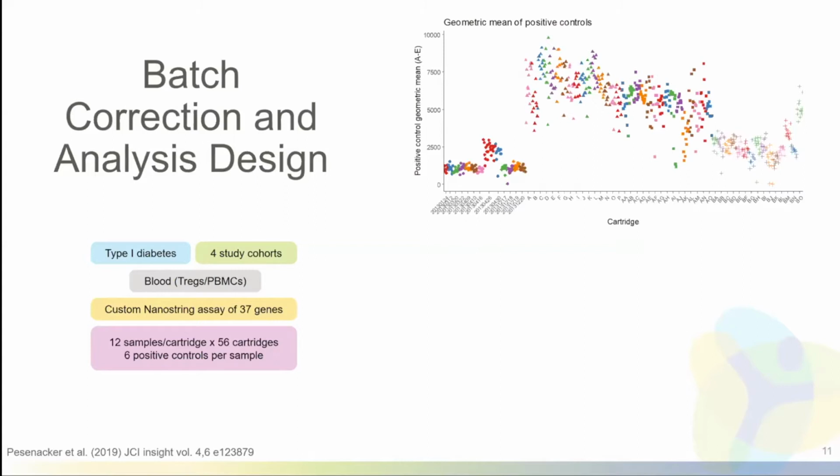On the top right, this is a visualization of the positive controls across all of the cartridges, specifically the geometric mean of the positive controls. We can see that there is both a cohort to cohort variation, that is the different shapes, as well as just random technical variation between the different cartridges, which are the different colors. The points represent individual samples. This was analyzed over a period of years, and we can see immediately that it wouldn't make any sense to start analyzing our question of interest without first correcting for this kind of variation.